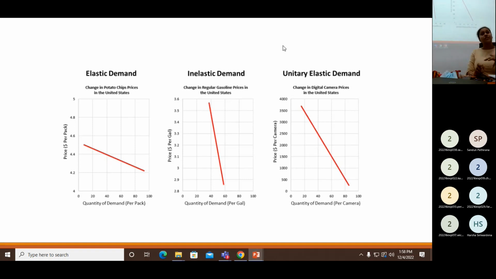And also the products which have more substitutes, right? So let's say the price of some product increases largely. If you have close substitutes to it, you can stop purchasing that, right? Instead of that, you can purchase something else.